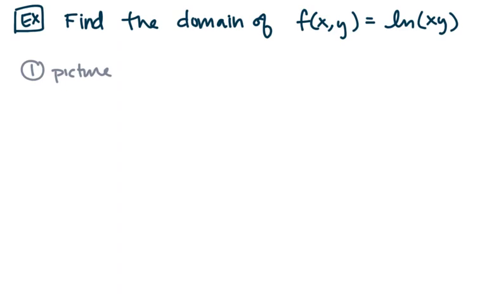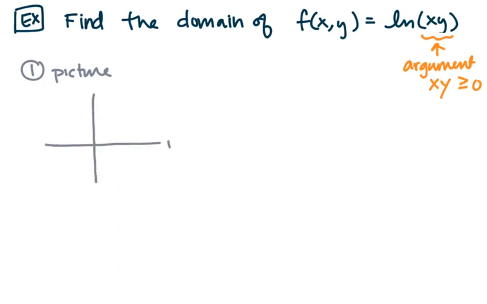And when we're dealing with natural logs, what do we know about the domain of natural logs? And what we know is the argument of any log has to be greater than or equal to 0. So that means x times y would need to be greater than or equal to 0.